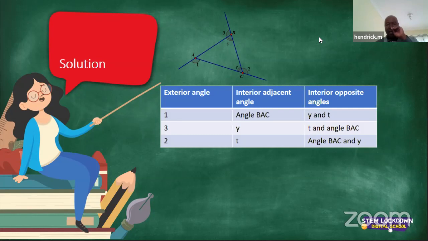Now, the last one will be 2. I think this was mentioned by Kuto, who said C2 is an exterior angle. So the 2 that you have there in the column stands for C2. And of course, the adjacent angle will be T. Kuto correctly mentioned that. And Kuto went further to say the interior opposite angles will be Y and BAC. So in my case, I said BAC and Y. I hope that it makes sense. Can we carry on?